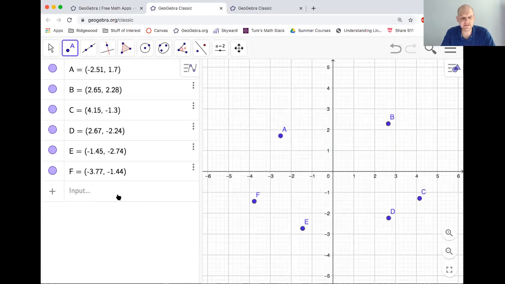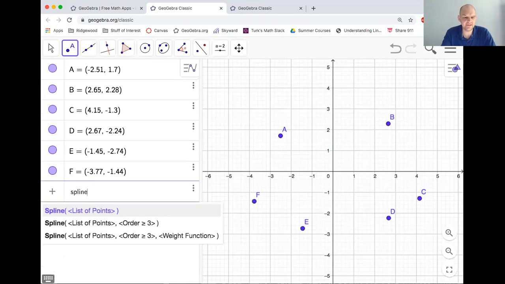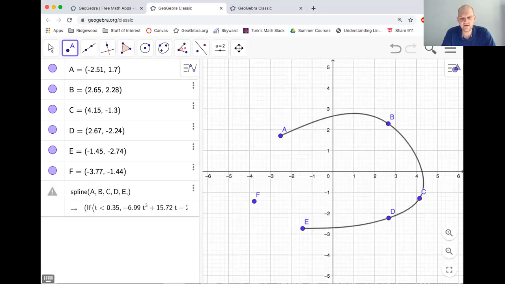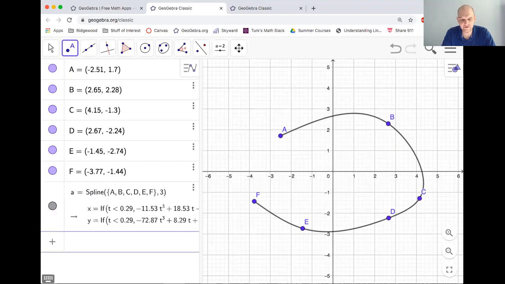I'll put 6. And then I'm gonna type spline or spleen. I think it's spline. And I'm just gonna use the first option because honestly, I don't exactly know what it's doing. You could look up the documentation, it'll tell you. And then I'm gonna put them in order, B, C, D, E, F. And I'll hit enter, right?